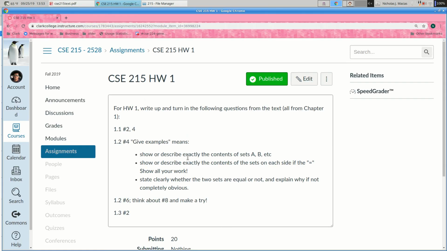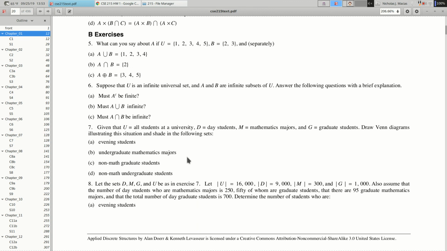All right, and then question 6 is playing with complements. So suppose that you use an infinite universal set, so think integers or real numbers or something like that, and A and B are infinite subsets. Think about questions A, B, and C. Are those things true or not?